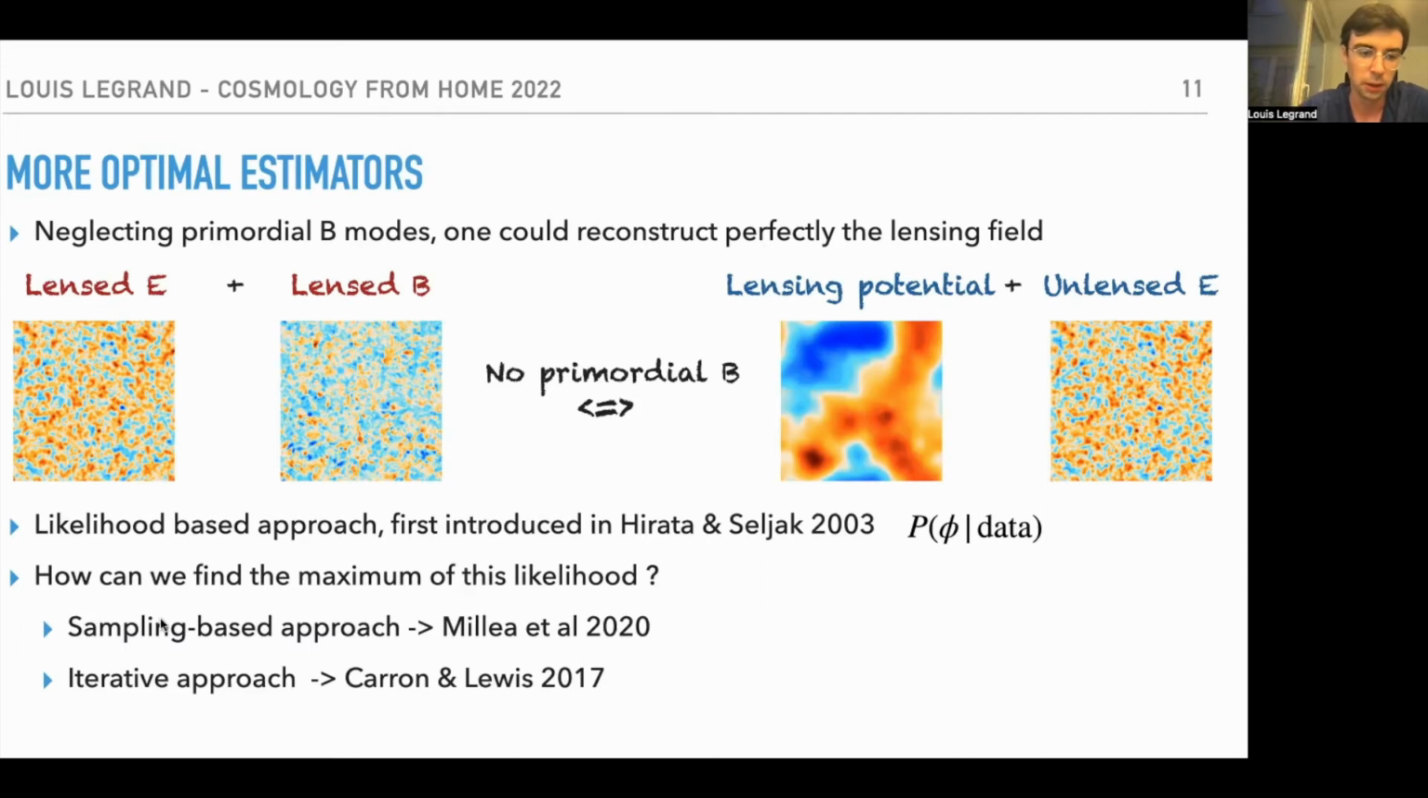So the first one is the sampling-based approach. So you do basically a Monte Carlo Markov chain to try to sample this likelihood. And the second approach, from Carron and Lewis, is to develop an iterative approach. So you try to iterate on the likelihood to find the maximum of the likelihood. And this is what I am using.